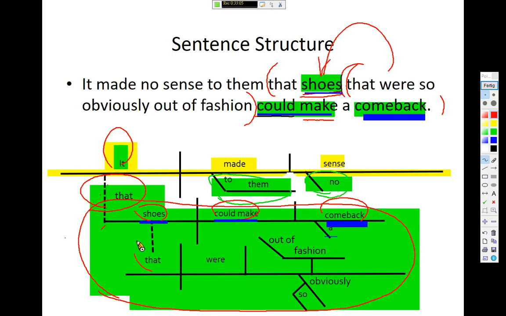So look here, another one. This one is used to, that were out of fashion, so obviously is used to modify shoes. This is the so-called sentence diagramming. Sentence diagramming can help you to understand the structure of the sentence very easily. So now I want you to use your cell phone to check the words again.